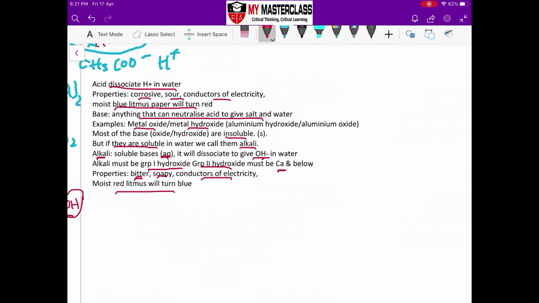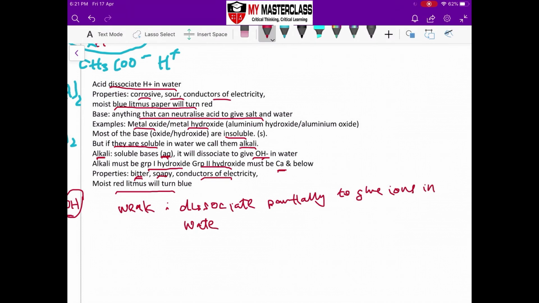Okay, apart from this, also please write down the weak acid or weak alkali. For it to be weak, they dissociate partially to give the ions in water. Okay, weak ones will dissociate partially. If I put 10 in, only 5 separate, the other 5 remain as molecules.